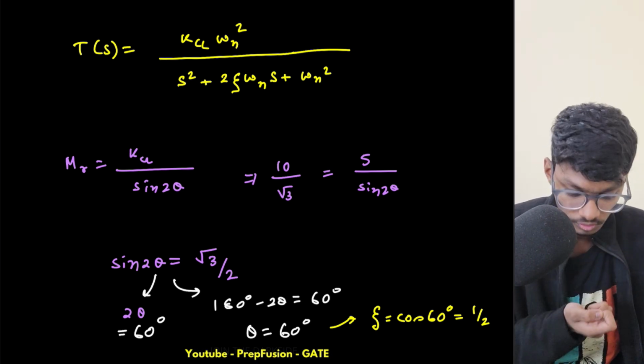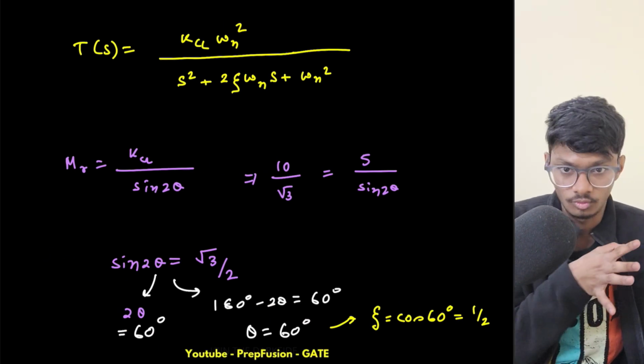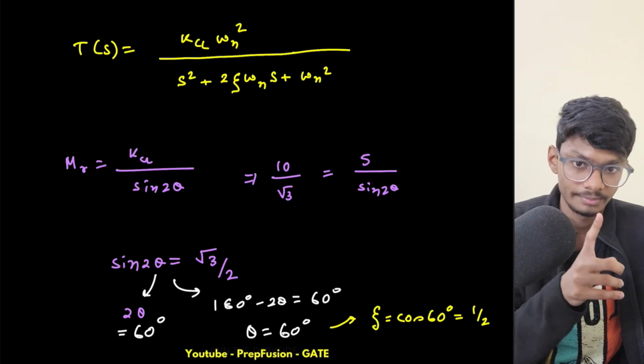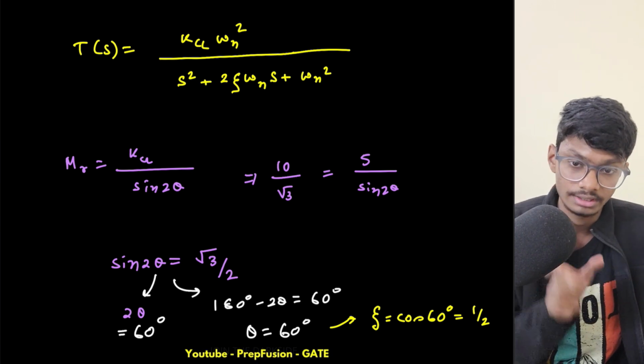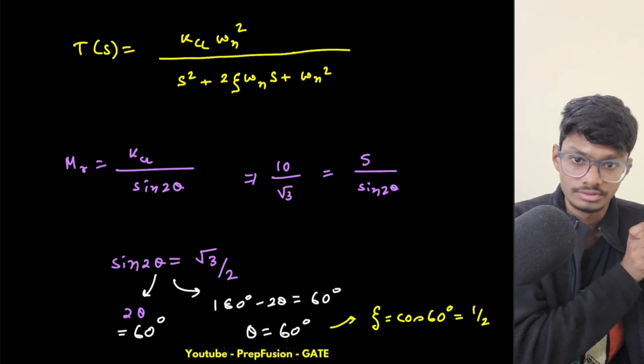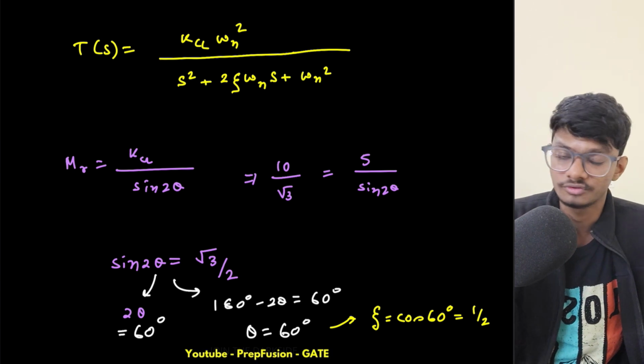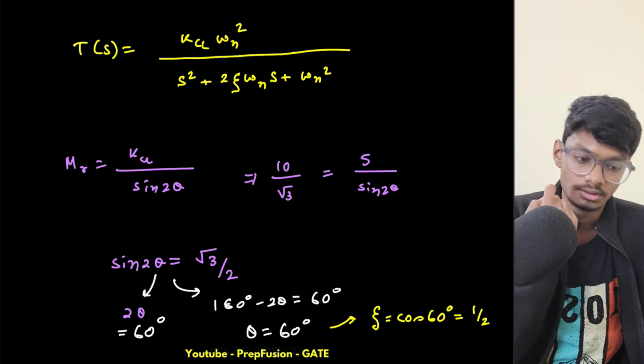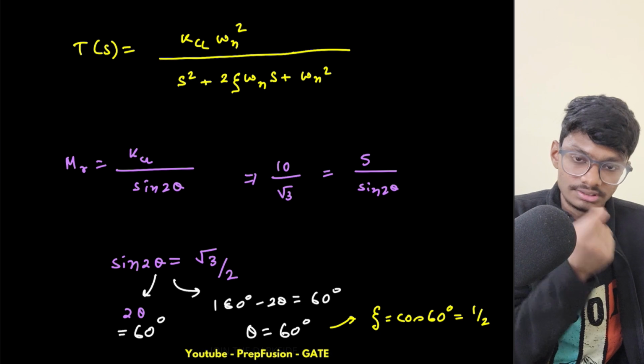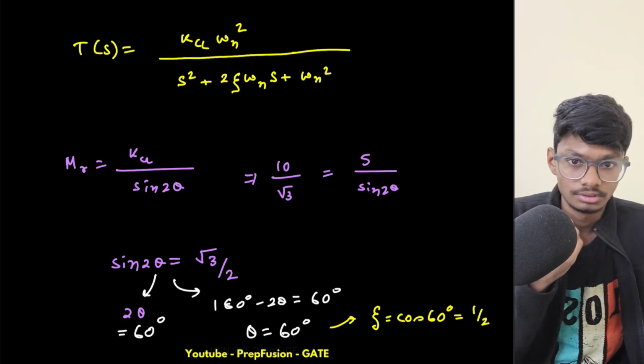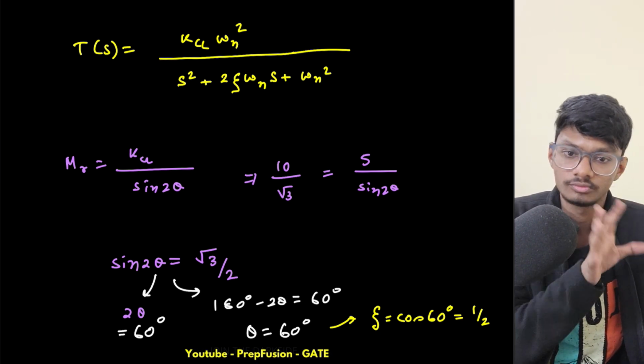Now you know zeta. Now what do you do? You find the resonant frequency. This is the flow basically, because MR has only one dependency, zeta. So you find zeta and then you go to the resonant frequency formula. You can't go to the resonant frequency formula at the start, because for resonant frequency you need to know two things: the natural frequency and the damping factor. And we don't know the natural frequency. That's why we won't use that formula first.